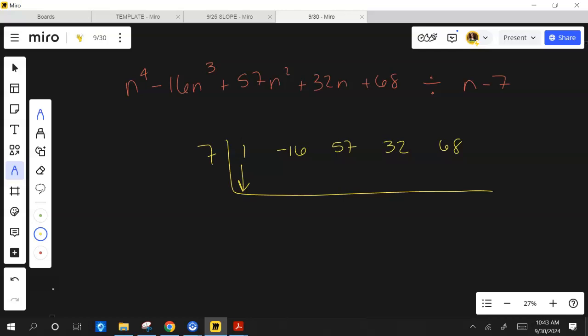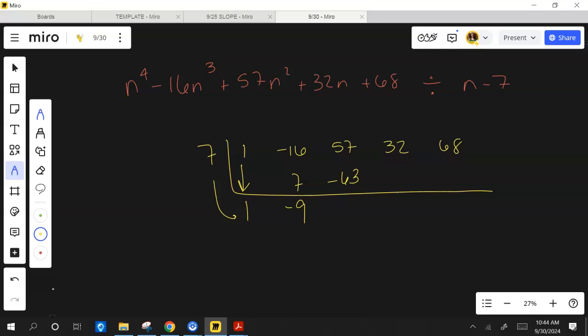Okay, drop the first term. Multiply and add. All right, so you drop the first one. You multiply and add. What's negative 16 plus 7? Negative 9. Multiply negative 63 and add.